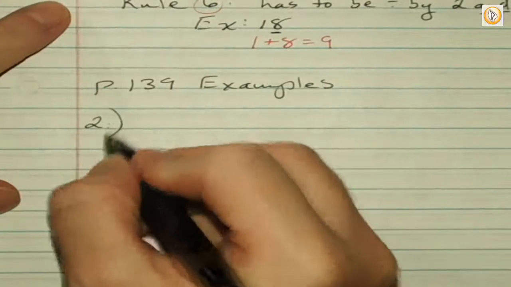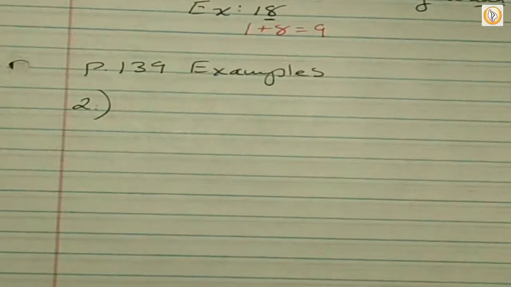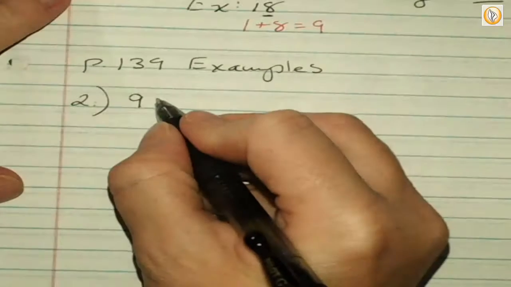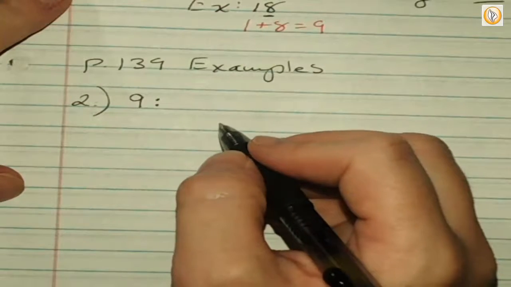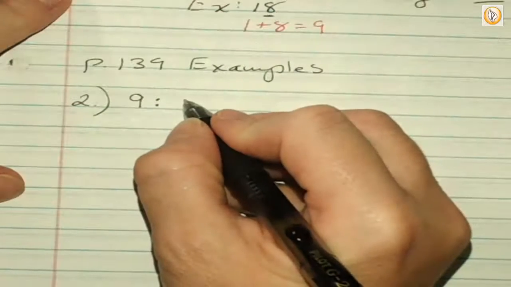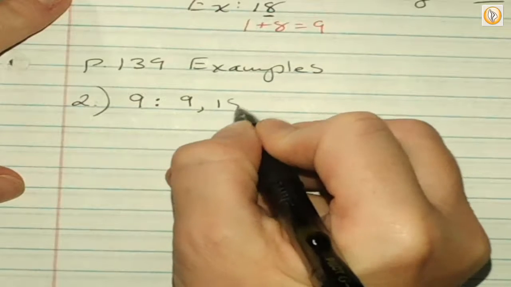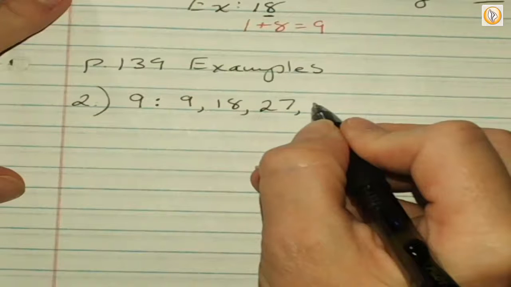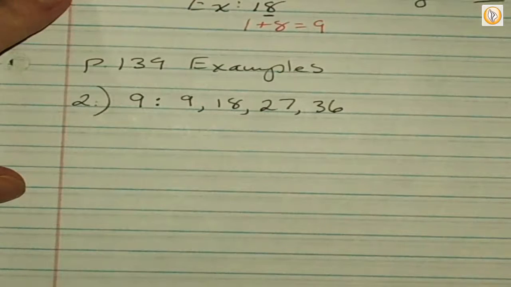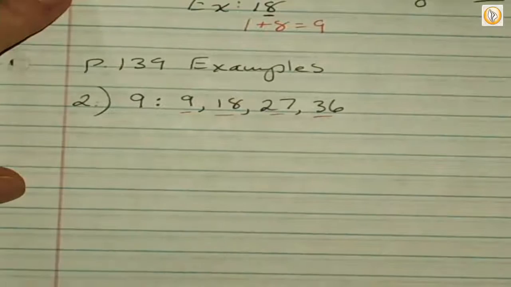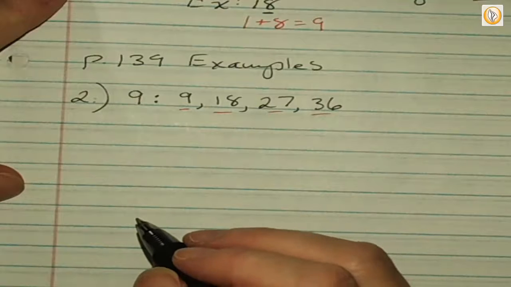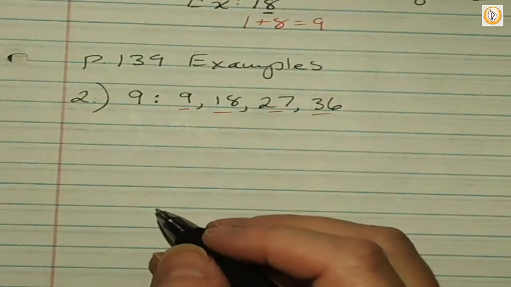139, number 2. It says list the first 4 multiples of each number. All right, 9. Joseph, what are the first 4 multiples of 9? 9, 18, 27, 36. Very good. And you can stop because they asked for the first 4. Any questions? Tanner, questions? You sure? Well, let's move on.